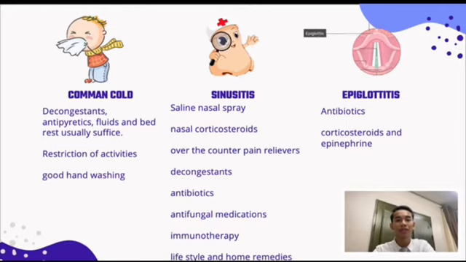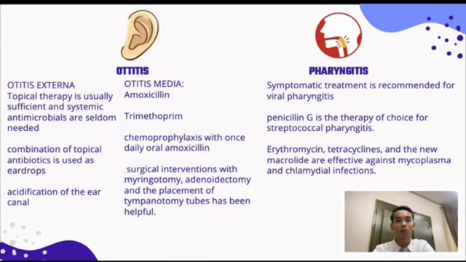For sinusitis, it can be treated through saline nasal spray, nasal corticosteroid, over-the-counter pain reliever, decongestants, antibiotic, antifungal medication, immunotherapy, lifestyle, and home remedy. For epiglottitis, it can be treated through antibiotic, corticosteroid, and epinephrine. For otitis externa, topical medication is usually sufficient and systemic antimicrobials are rarely required. A mixture of topical antibiotics is given as an ear drop. In some circumstances, acidification of the ear canal by applying a 2% acetic acid solution may be beneficial.